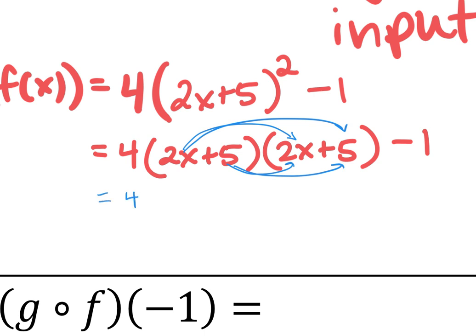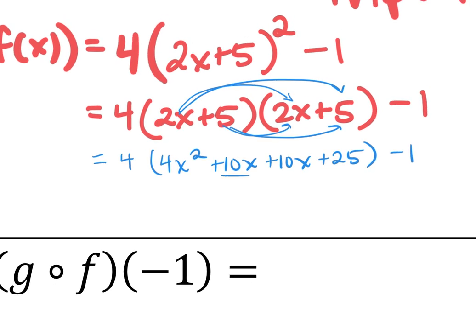So we'd bring down the 4. When we multiply 2x by 2x, that's going to give us 4x squared. And then 2x times 5 would be plus 10x. Then come over here, plus 10x. And then 5 times 5 is plus 25. Now I can combine these like terms. So this is 4 times 4x squared plus 20x plus 25, and then we still have that minus 1.